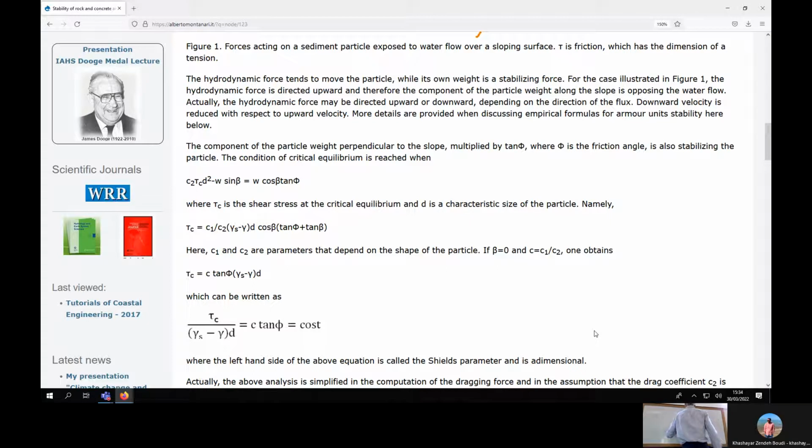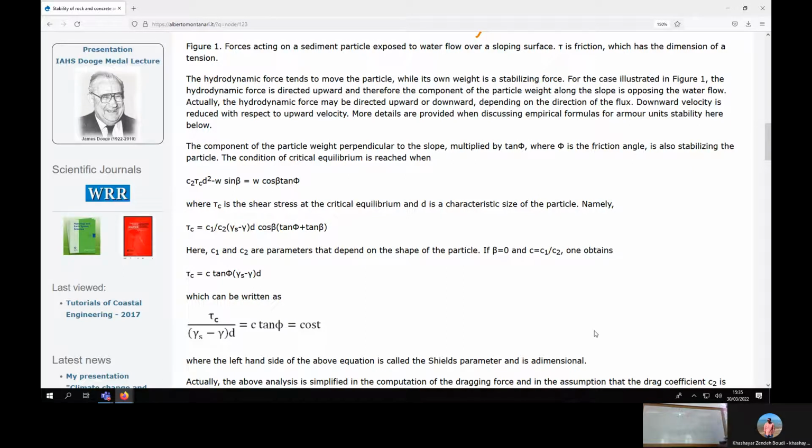I think I can write it in this way, cos beta divided by C2 d square, which multiplies, I can take a common factor W, so times gamma s minus gamma d cube C1, which multiplies tan phi plus tan beta. Okay, we are almost there.